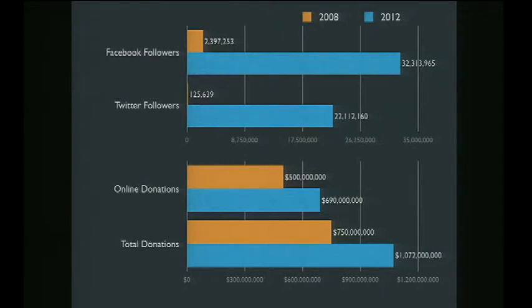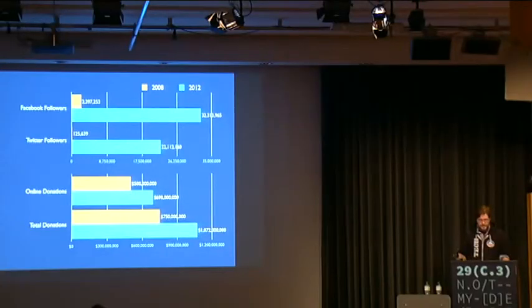Twitter, similarly, in 2008, was just getting started. Not a whole lot of people used Twitter. The campaign had about 125,000 followers. That again jumped up to over 22 million for this campaign. And these were accounts that were used by the campaign to communicate with interested persons throughout the country. Online donations in 2008 were about 500 million. That jumped again this year to 690 million, and that was a really big achievement.